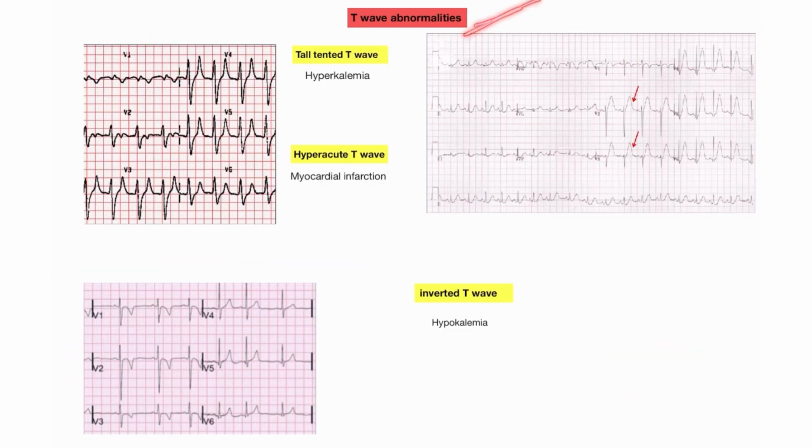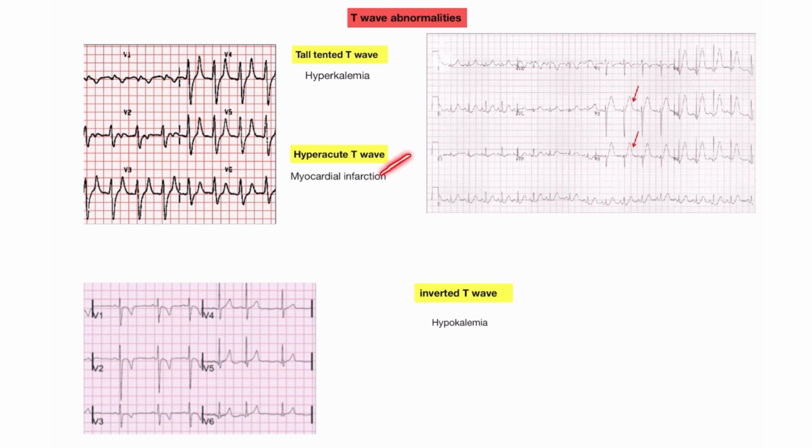T-wave abnormalities. There are two types of abnormalities in the T-wave. First is the elevation of the T-wave, meaning an increase in the height of the T-wave, and second is the inversion of the T-wave, meaning the T-wave is inverted on the ECG. First, elevation of the T-wave: we will see the tall tented T-wave and also the hyperacute T-wave. In the tall tented T-wave you will see an increase in the height of the T-wave, and it has a pointed appearance.